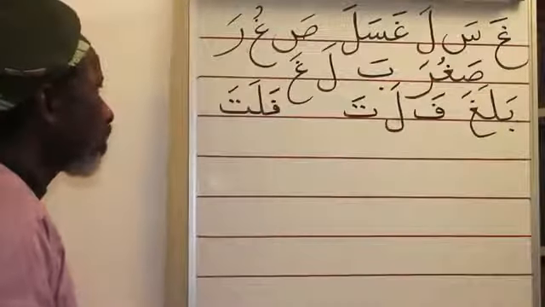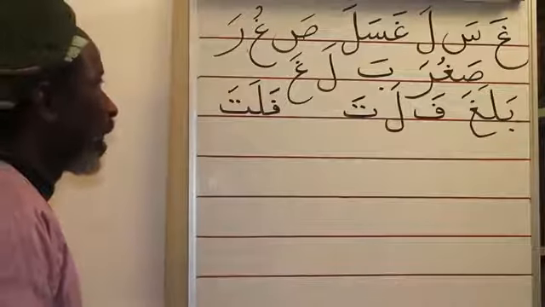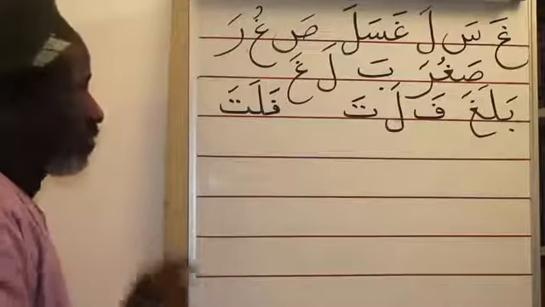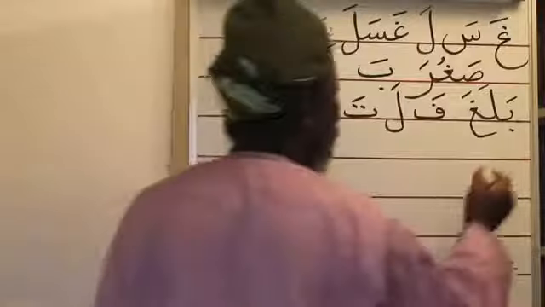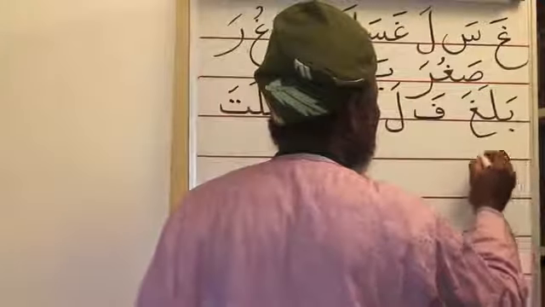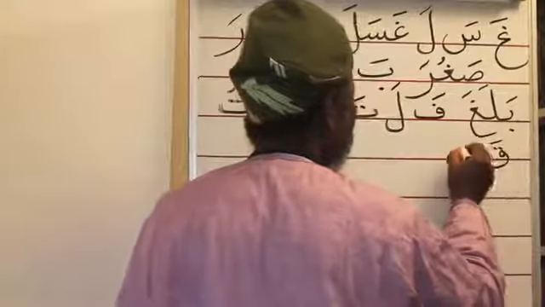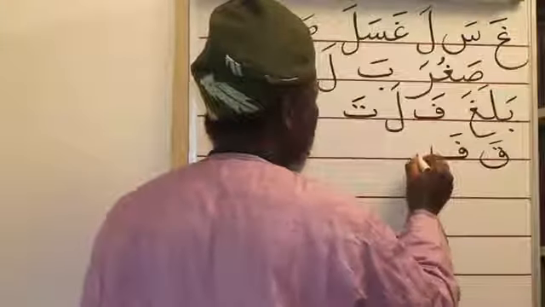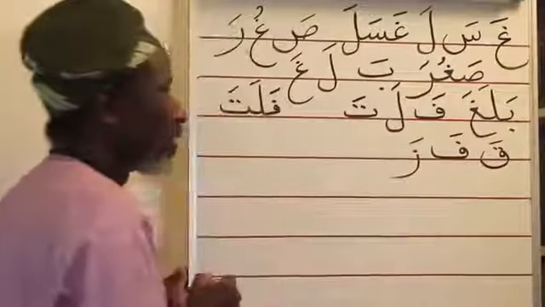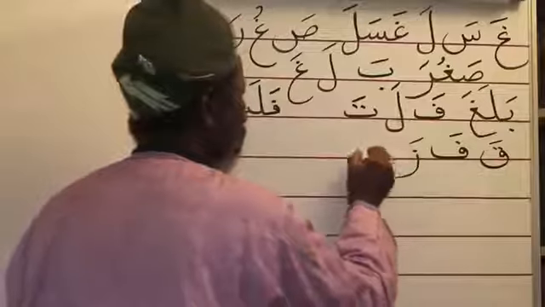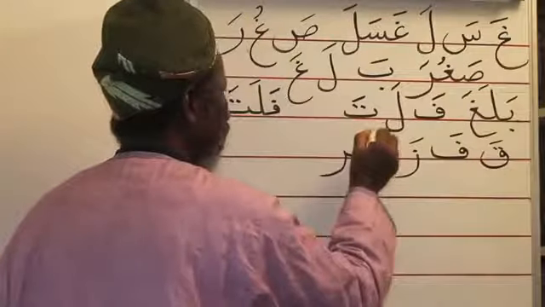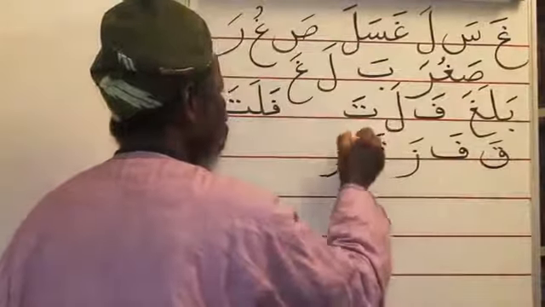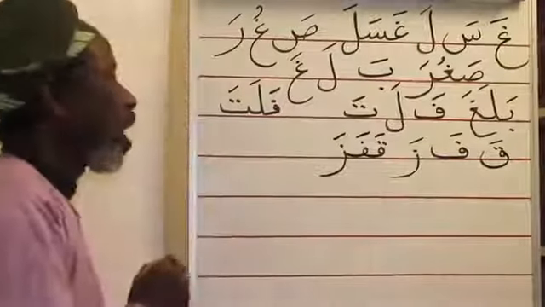Join. Fa la ta. Falata. The next is Qafaza. Fa in the middle. Qa. Fa. Za. Qafaza. Joined. Qa. Fa. Za. Qafaza.